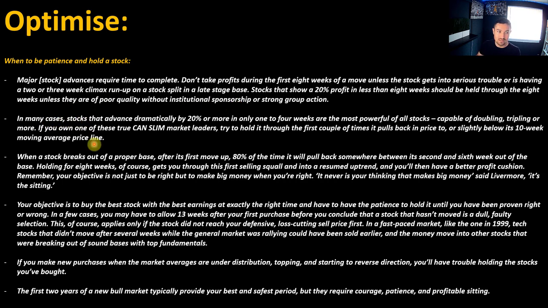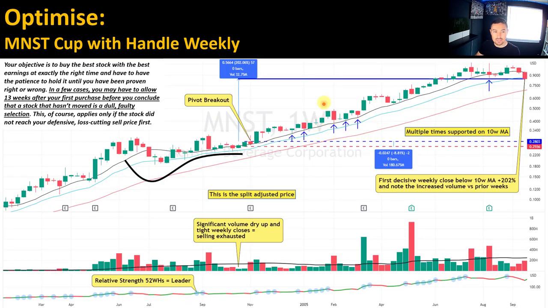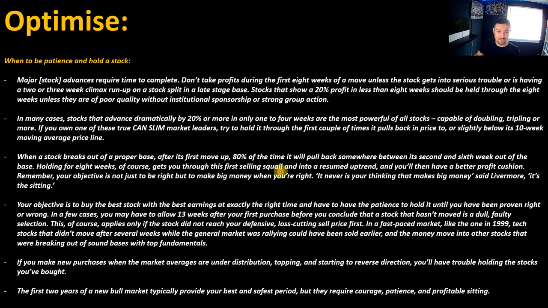In many cases, stocks that advance dramatically by 20% or more in 1 to 4 weeks are the most powerful of all stocks, capable of doubling, tripling, or more. If you own one of these true CANSLIM market leaders, try and hold it through the first couple of times it pulls back in price, or slightly below, to its 10-week moving average line. So Monster Beverage example, see this 10-week moving average line, the black line here. See how it pulls back, finds support, pulls back, finds support, pulls back, finds support. That is what the best of the best will do.